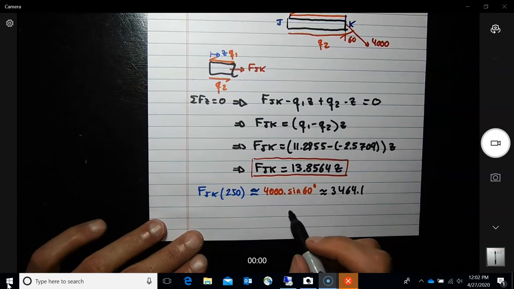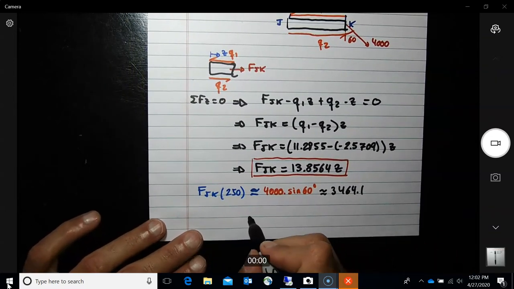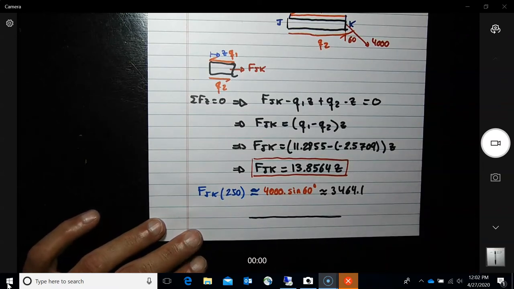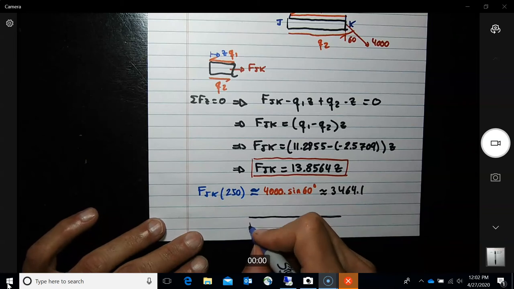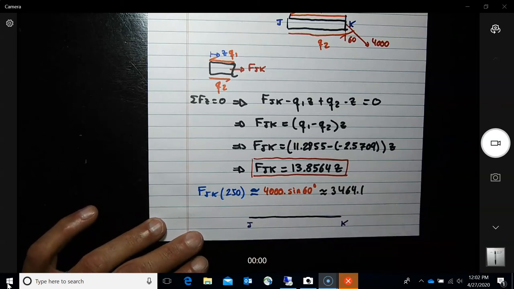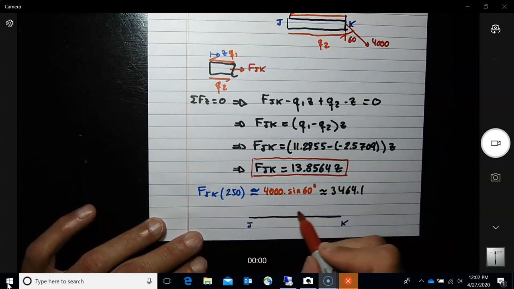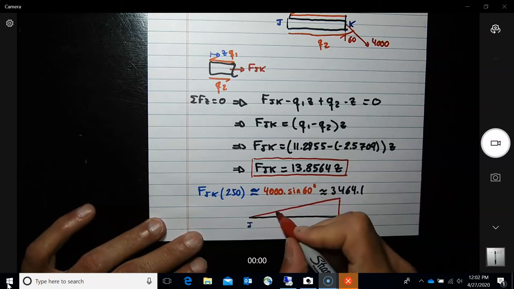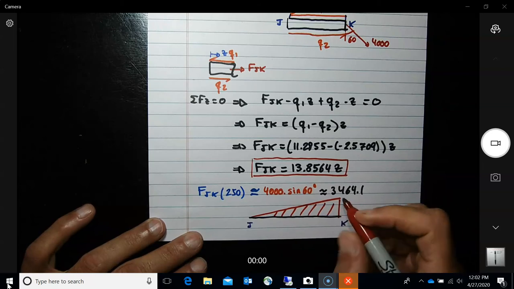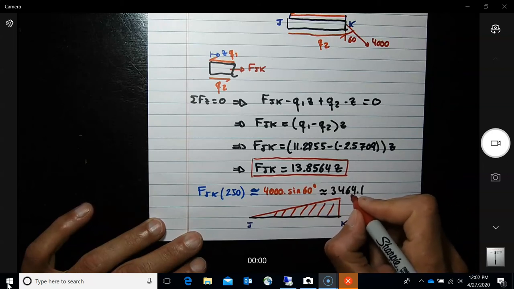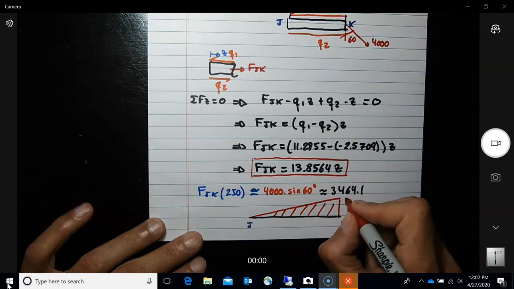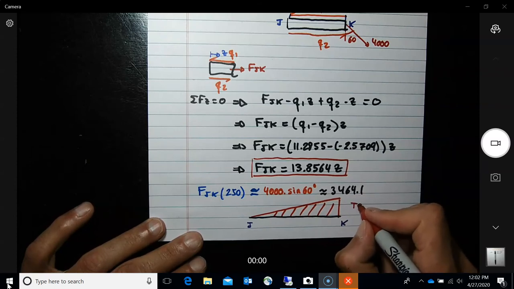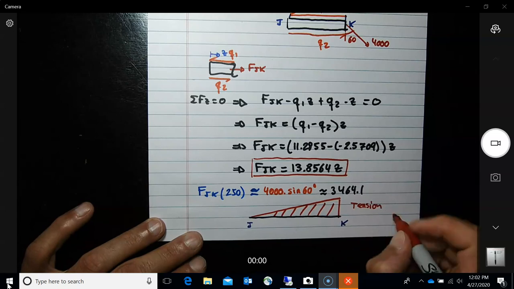So maybe to save some space, I can just do the distribution over here. Go here. So JK, so we'll be Z over here, and this value here should be the 3,464, and all these members should be in tension, because it's positive.